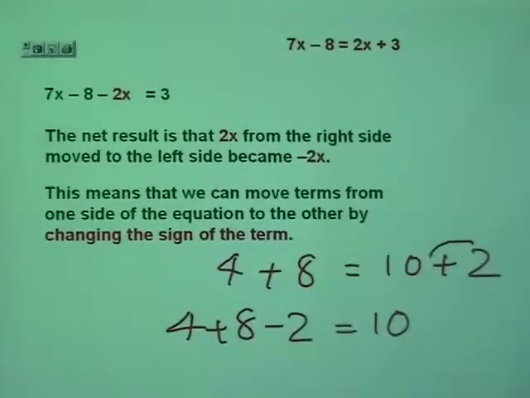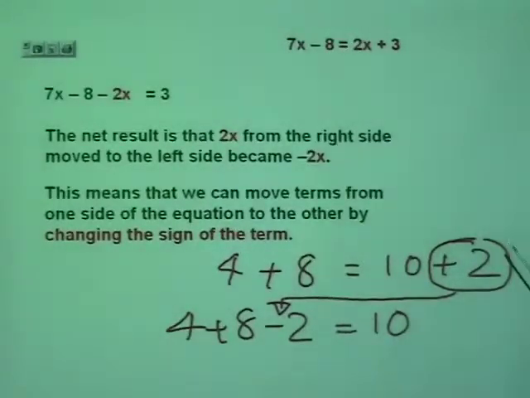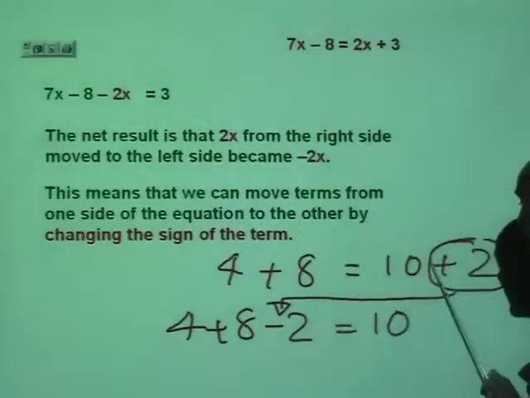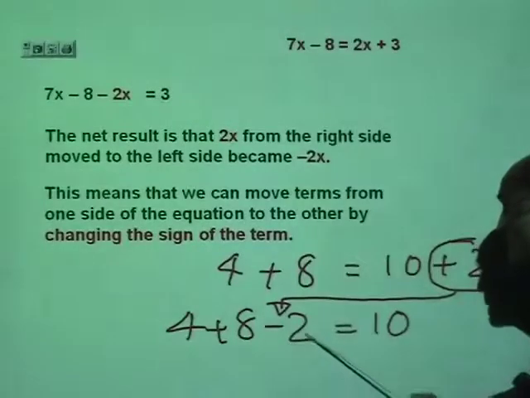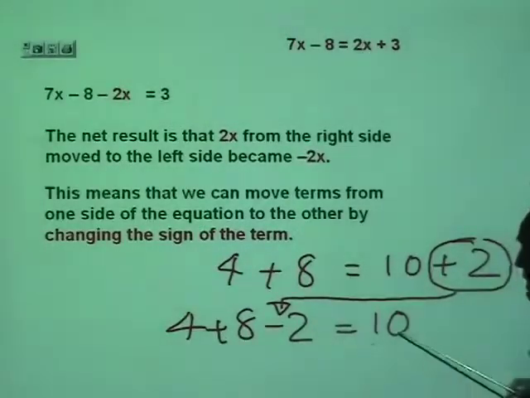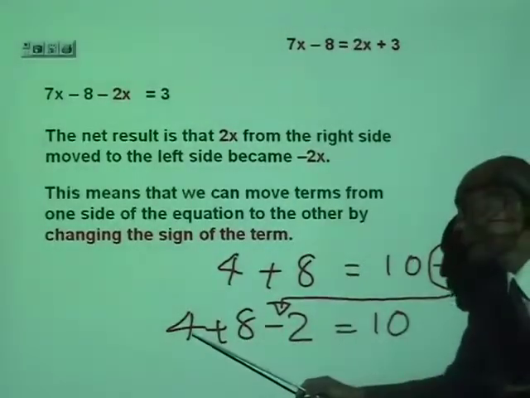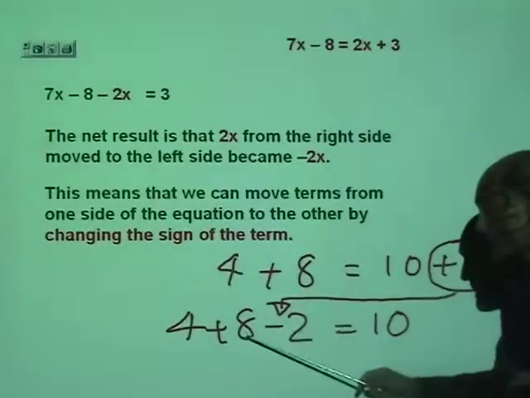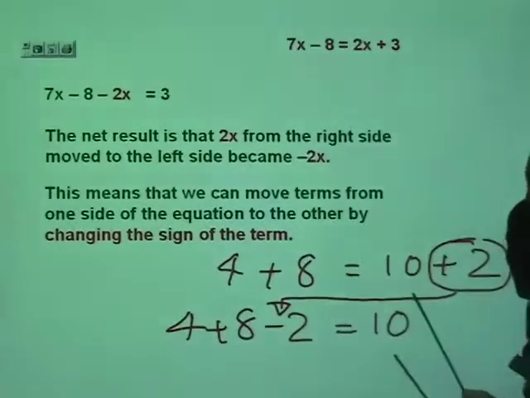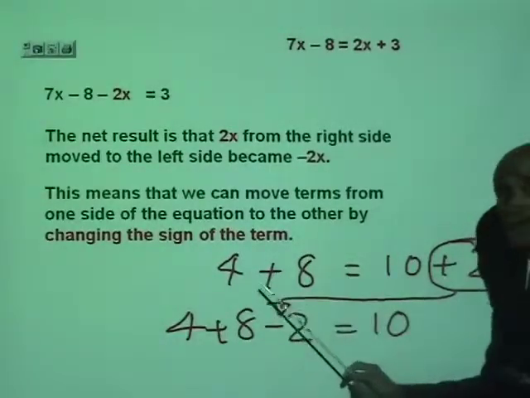So what happened? This positive 2 from the right moved to the left, became negative 2. You see that? The positive 2, which was originally on the right side, moved to the left, became negative 2. Now tell me, is this equation true? 4 plus 8 is 12. 12 minus 2 is 10. 10 equal to 10. Okay.